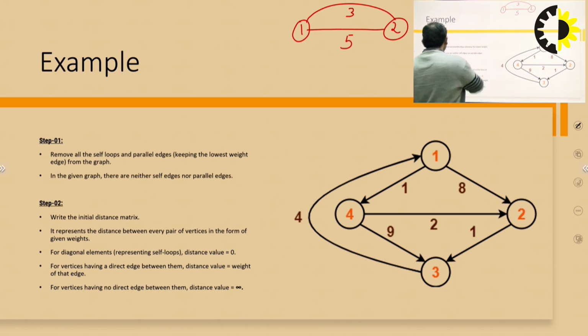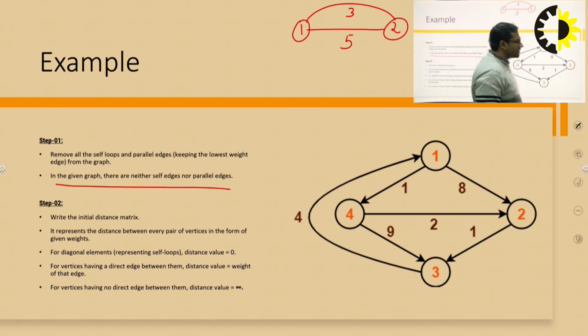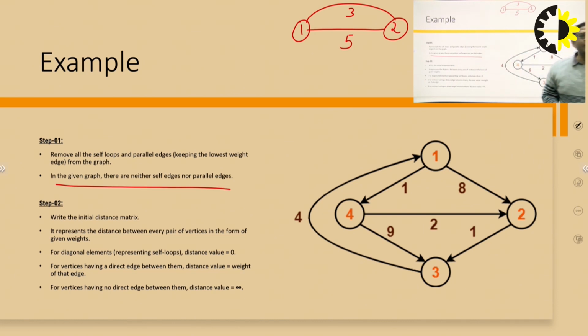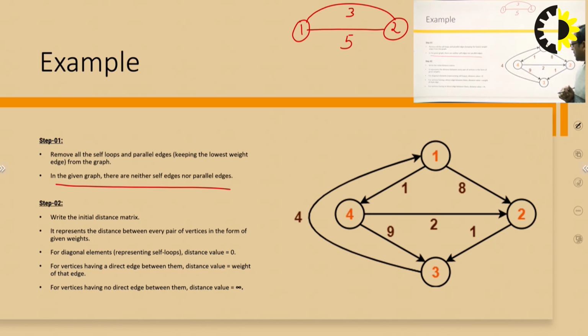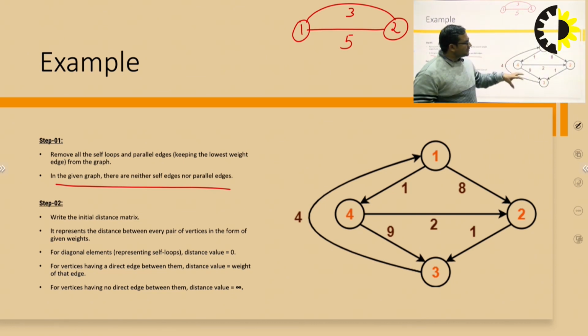Understood? In the given graph, there is neither a self edge nor parallel edges. I am taking a simple example here, so the first step is already done in this graph. No need to worry about it. Now, write the initial distance matrix or adjacency matrix. This is the smallest example I am taking here. You can see in this graph we have 4 nodes: 1, 2, 3, 4.